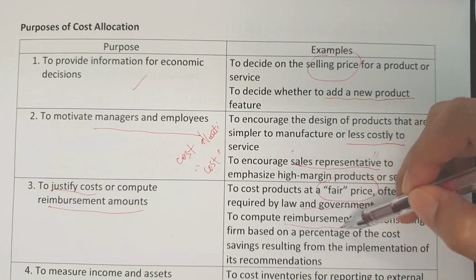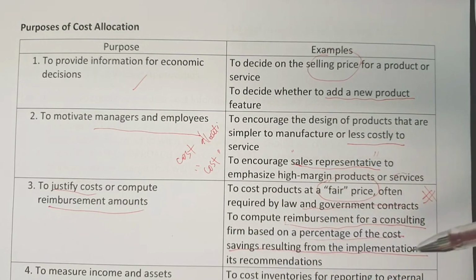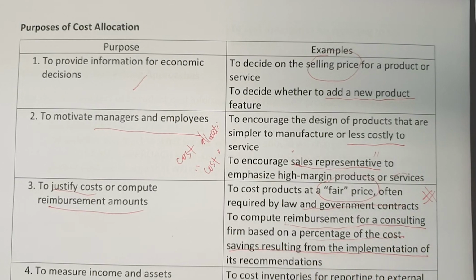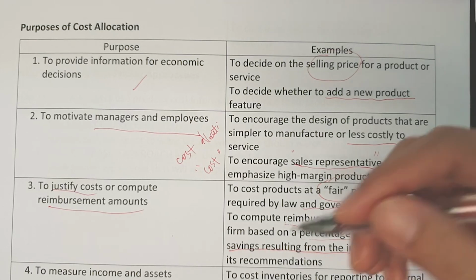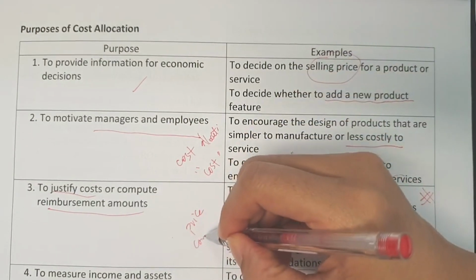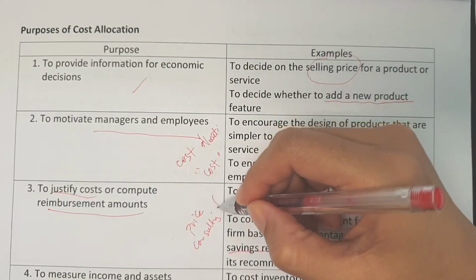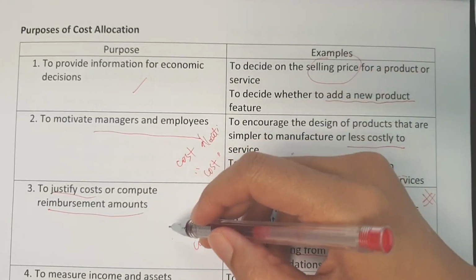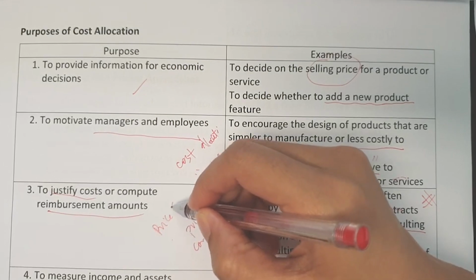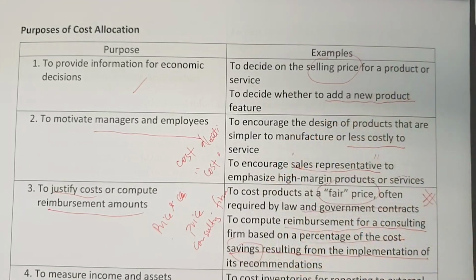As well as to compute reimbursement for a consulting firm based on a percentage of the cost saving resulting from the implementation of its recommendation. Sometimes companies don't have the specific capacity or knowledge on how to set the price. Therefore, they will ask outsiders, like a consulting firm, to help them set the best price for each of the products. These consulting firms will calculate how much the cost can be reduced by using their recommendation.